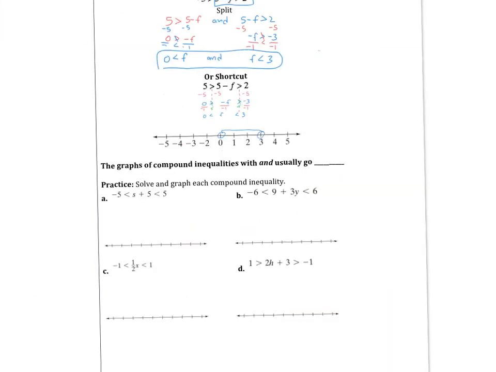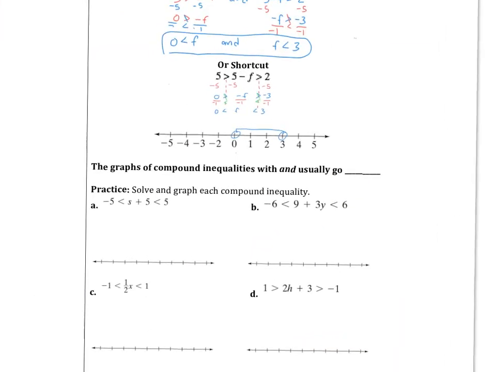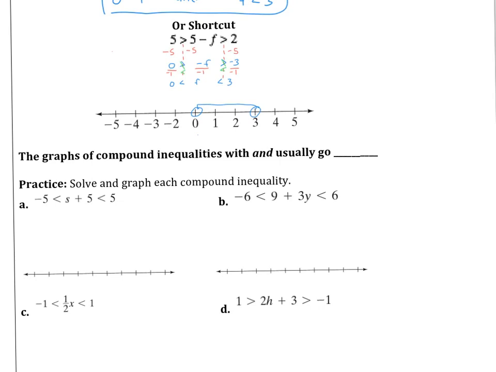Now it's wise for you to notice one thing, that the graphs in the middle here of compound inequalities with the and, they usually go between. They usually are inside of each other. So like this, I have an open point here, a closed point here, and I connect the dots. That's generally what happens. Not always, but often. So please take a moment to practice these ones down here.